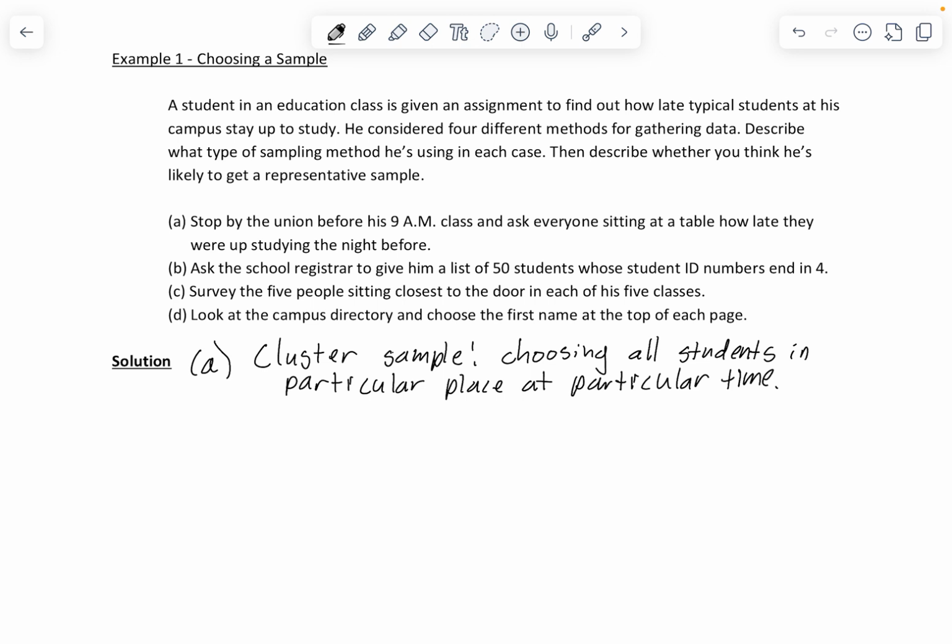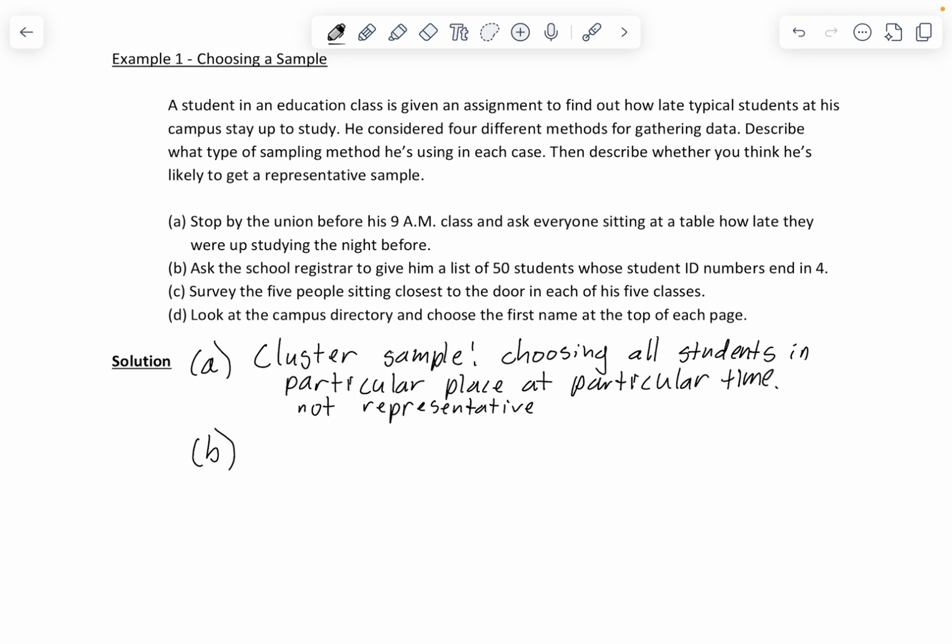Since he's polling people in one place, it's the cluster sample. Let's talk about the representative. Would we be likely to get a representative sample in this case? Well, since he's polling people early in the morning, those that tend to stay up very late studying are less likely to be included in the sample. Right? Would you be at the Union at 8:30 in the morning if you were up until 4 a.m. studying? Probably not. So in this case, the sample that you get is probably not representative. And that's probably largely because of the time of day that the sampling process took place.